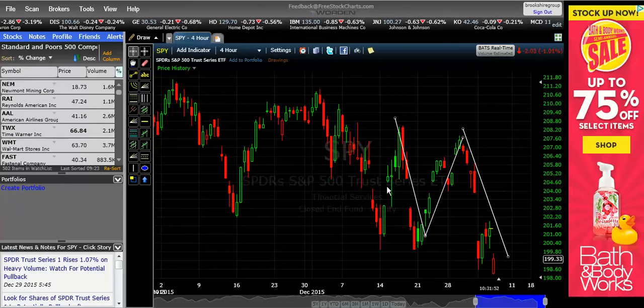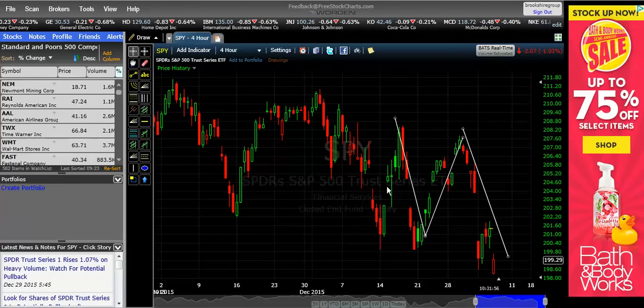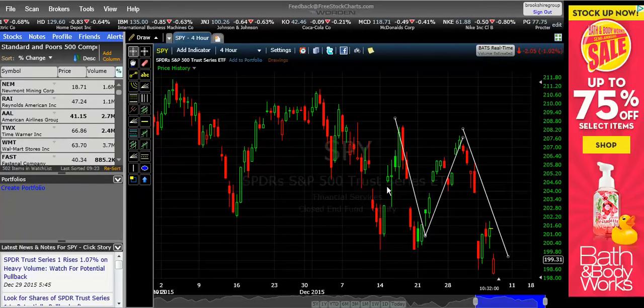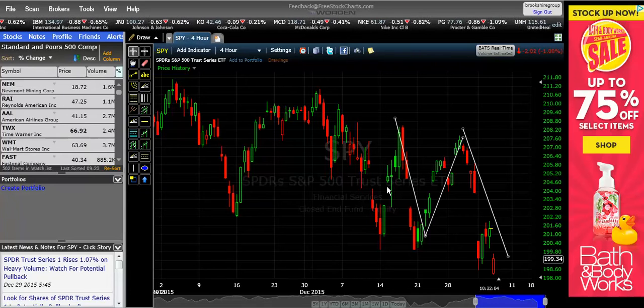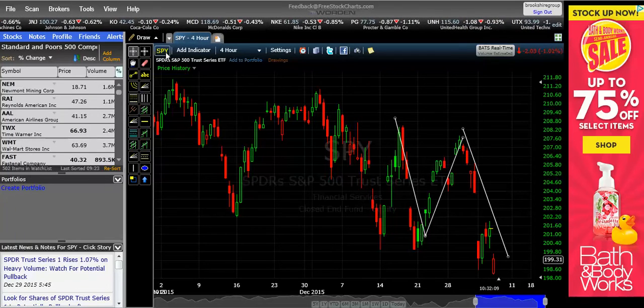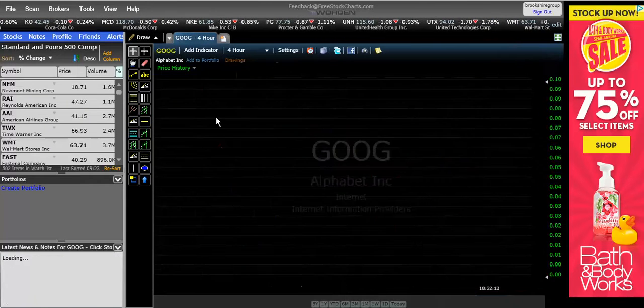So that's how investors and traders make money consistently: looking at what the probability of something happening is. And this is an objective way to look at what the probability of something happening is going to be. So that's the SPY. Let's look at something like Google, which is now Alphabet.